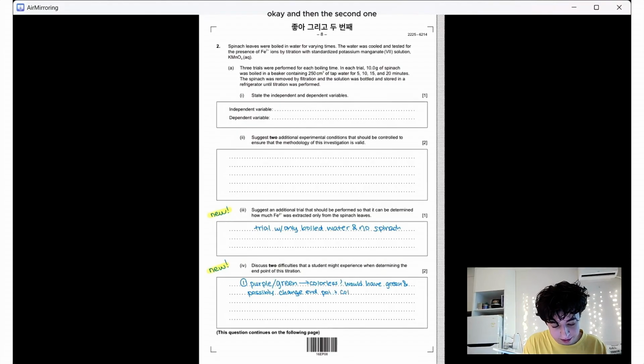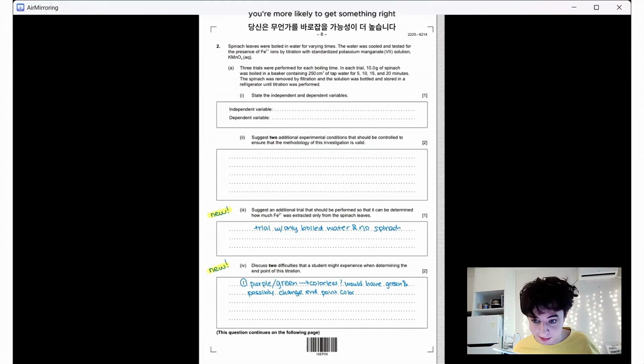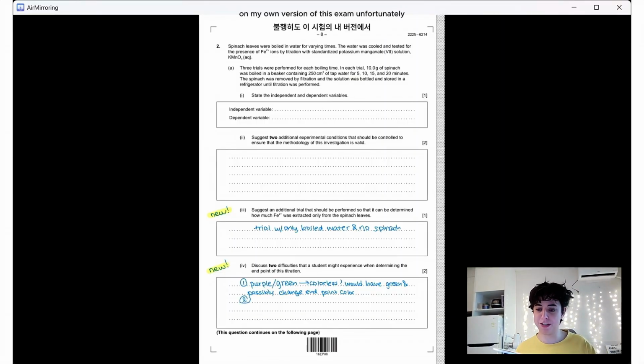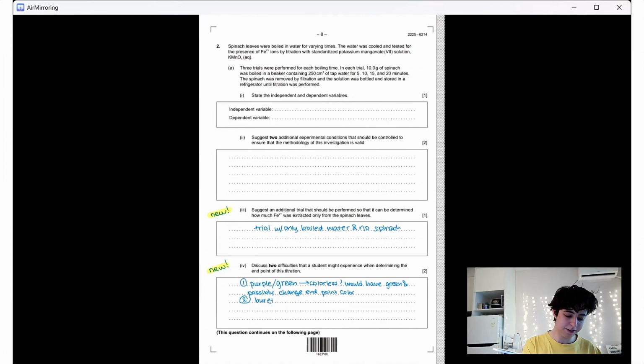Okay. And then the second one, this M2, this was one that, like I said, brain dump, you're more likely to get something right for this paper 1B as long as you're not contradicting yourself. I actually didn't get it in the end on my own version of this exam, unfortunately. The thing that they were looking for was, there were 2 options, either the meniscus is hard to read, that like you have to read from the meniscus, if that makes sense. So the burette must be read from the meniscus.